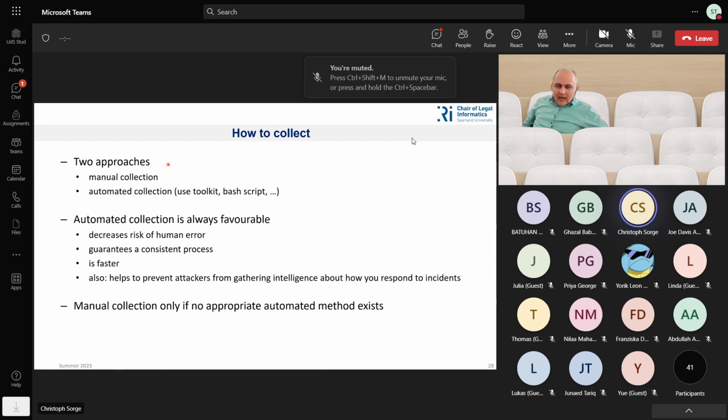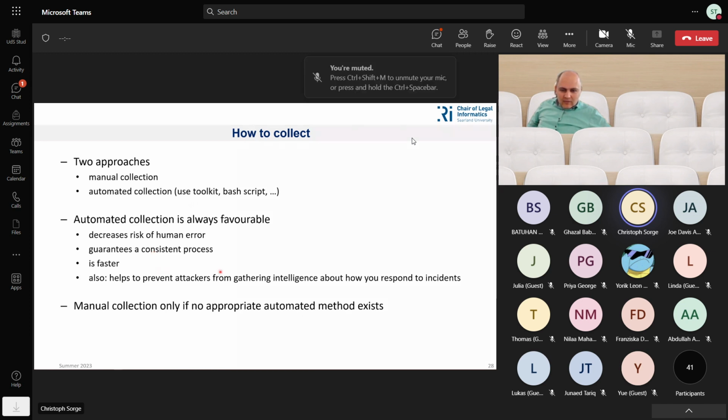The first thing is how to collect data, doing so manually or using some toolkit or some bash script that you wrote for that. Automated collection is favorable because you are less likely to miss something. It decreases the risk that you make a mistake. So assuming the script is correct, it will always run correctly and consistently. And it will work faster than you typing some commands into the command line.